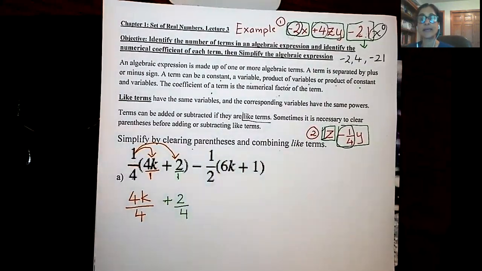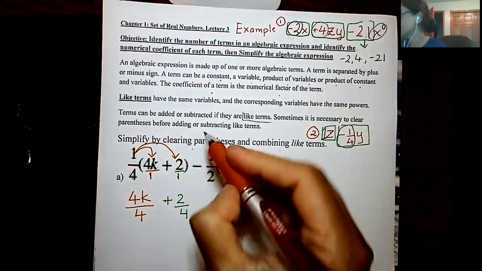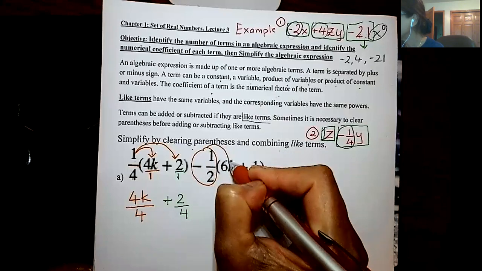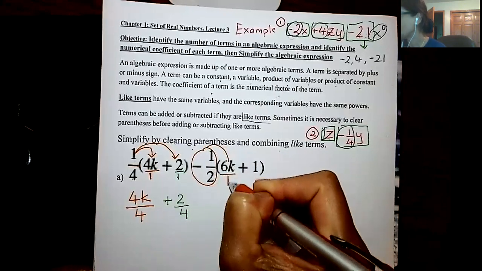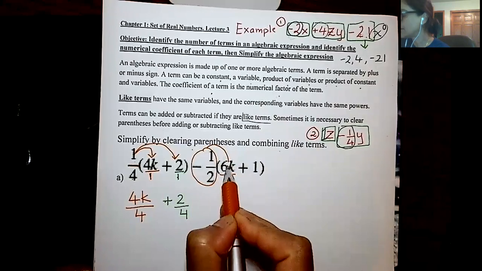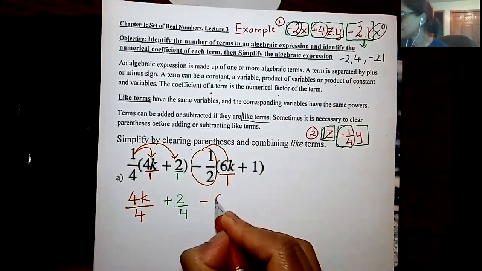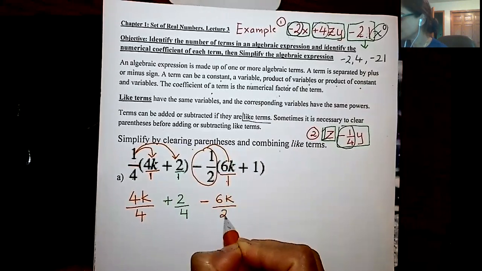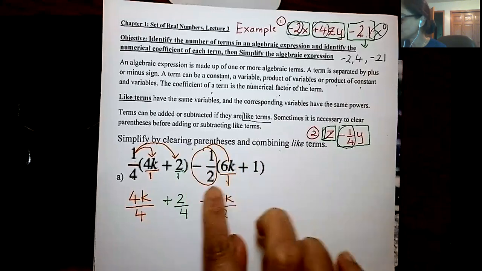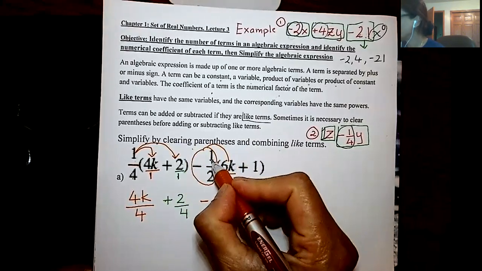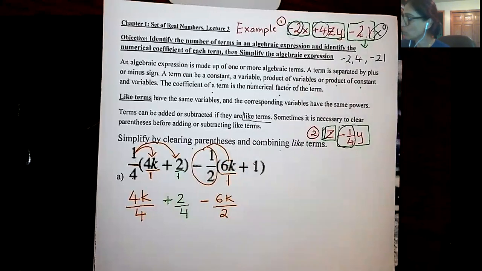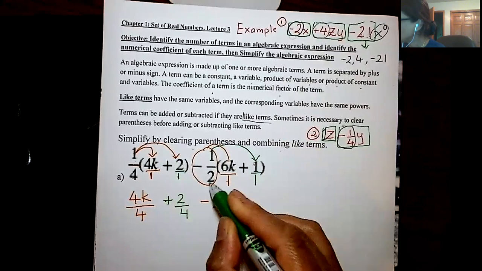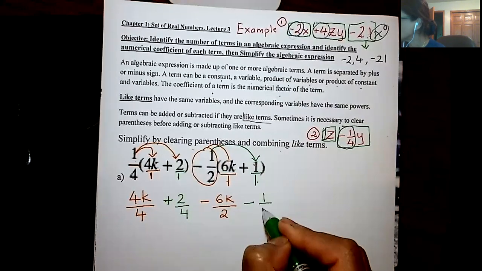I know some of you are saying, can we simplify? Yes, we can simplify. Next, again, I'm distributing this -1/2 to the 6k. The 6k has a denominator of 1. So I multiply -1 times 6k, -6k, and 2 times 1 just gives me 2. This whole fraction is negative. Then the -1/2 is distributed to the 1. 1 times 1 is 1, and 2 times 1 is just 2.